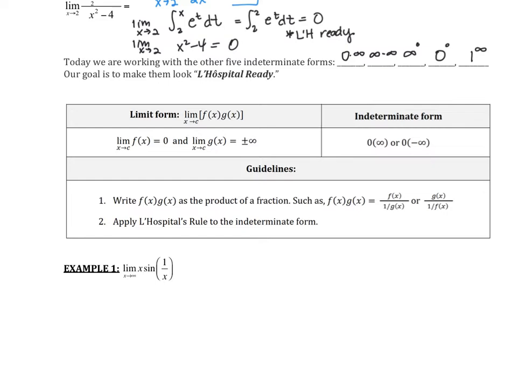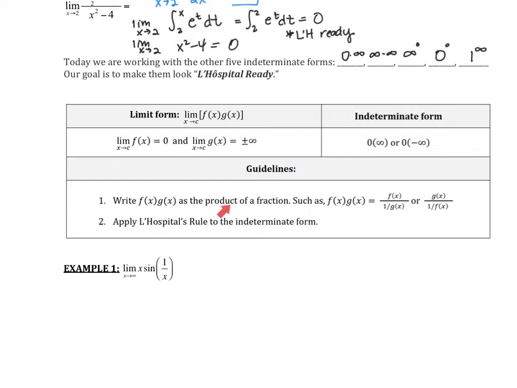Okay, let's begin. The first form that we're going to look at is where we have the limit as x approaches c of f of x g of x, and the limit as x approaches c of f of x is 0, and the limit as x approaches c of g of x is either positive or negative infinity. So we're really looking at the 0 times infinity or the 0 times negative infinity. That's our indeterminate form.